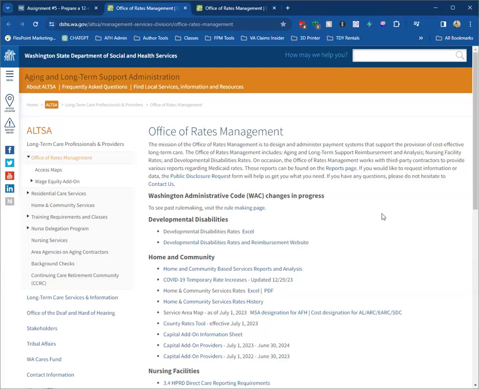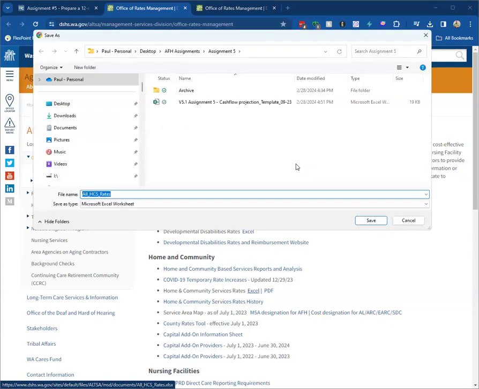So if you are working with developmental disabilities residents, go ahead and download the DD rates, and you want to download the Excel spreadsheet rather than the PDF. And then down here, if you are specializing in any other type of clients, that would be the home and community service rates. And again, use the Excel spreadsheet, which will allow you to figure out exactly how much your residents will reimburse you for the services that you provide. So it says here all HCS rates. We download that into our hard drive.